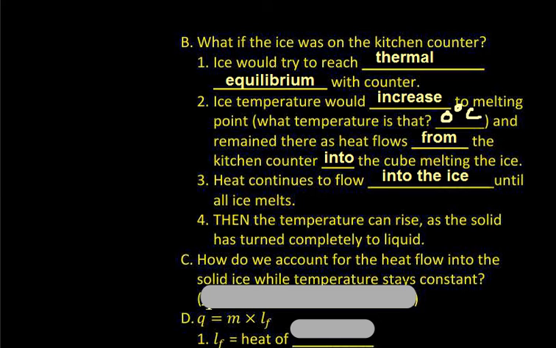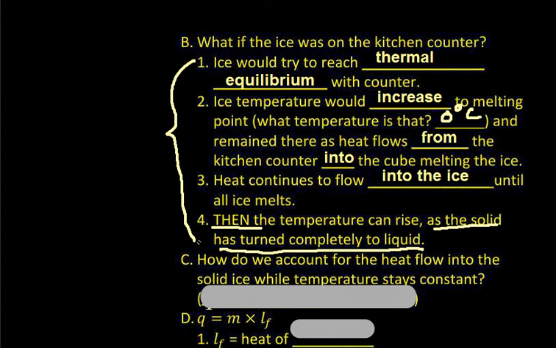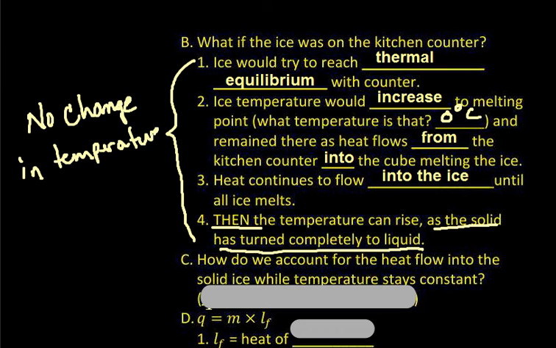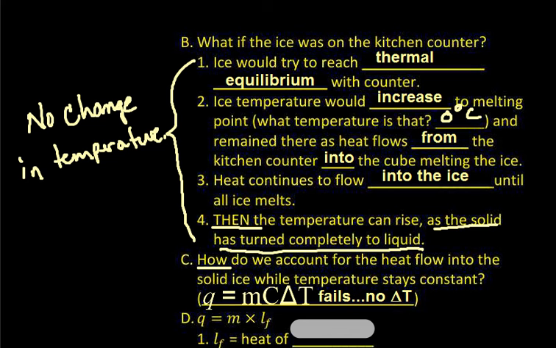flow into the ice until all the ice melts. Only after that time can the temperature start rising for the water. Only after the solid has turned completely into liquid. This effect is a situation where there is no change in temperature. So if there's no change in temperature, how do we account for the heat flow into the solid ice while the temperature stays constant? This is a problem for us because Q equals mc delta T fails. We don't have a delta T. There's no change in the temperature.